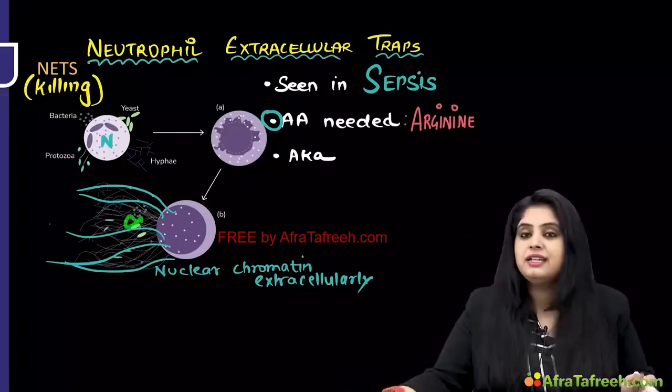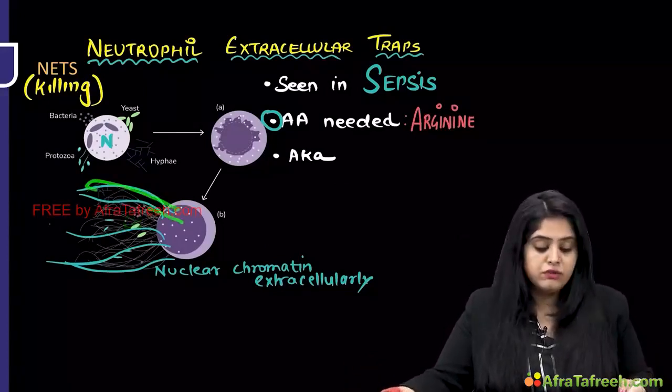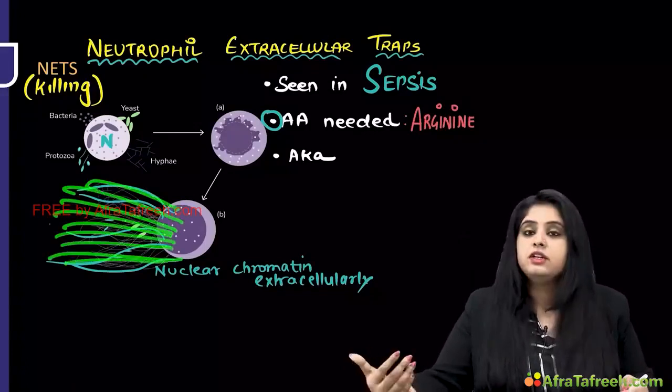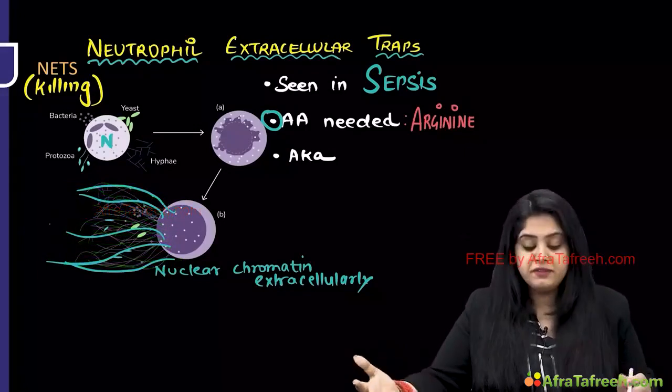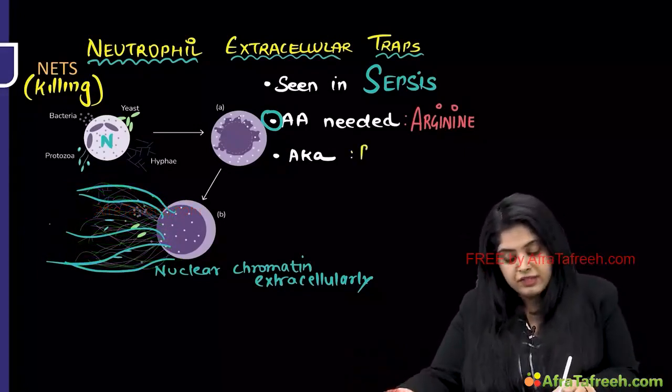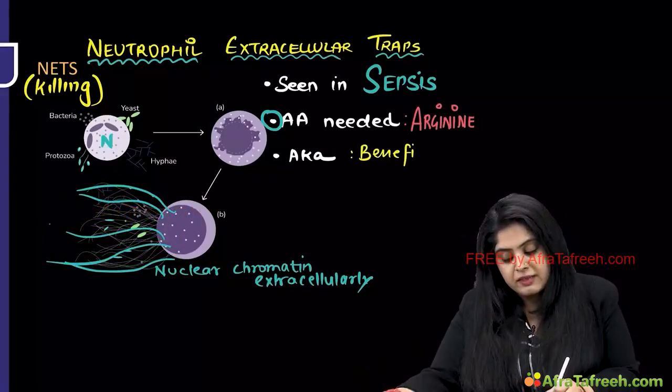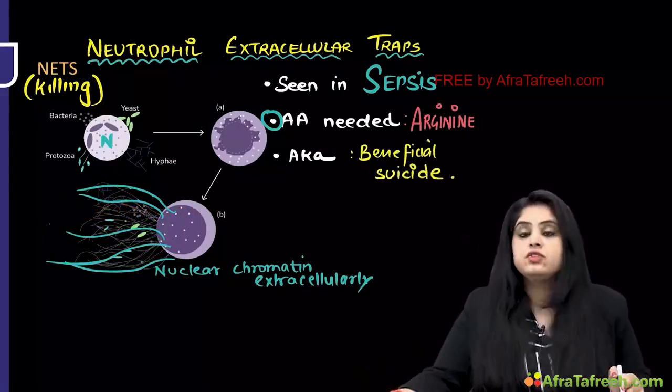So now imagine what a sacrifice. For killing your bacteria, virus, fungus and all, the neutrophil has given its nucleus. Nucleus gone, neutrophil has committed suicide for you, for your benefit. So what is NETs also known as? It is also referred to as beneficial suicide.